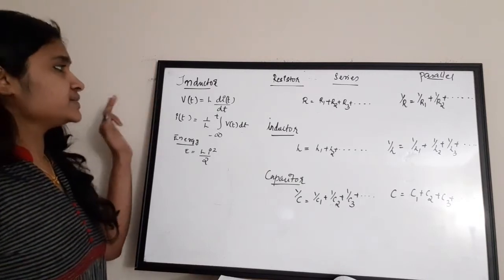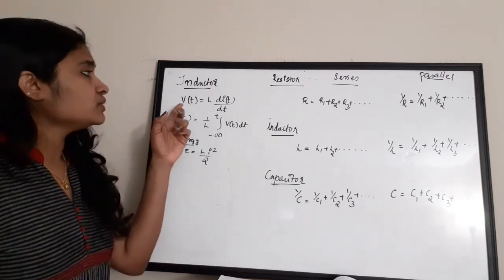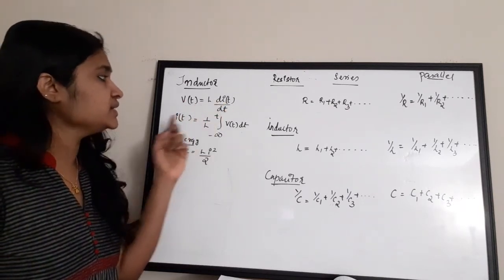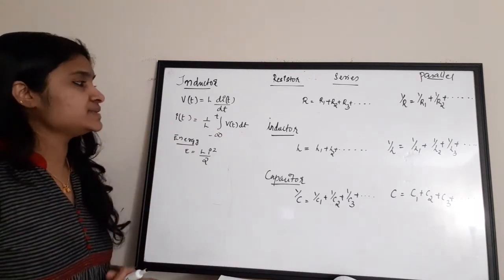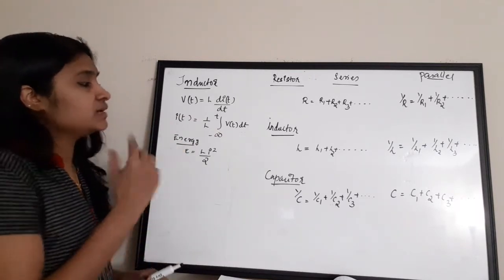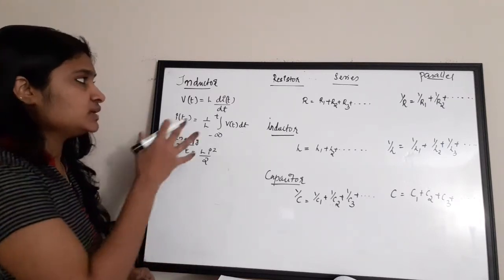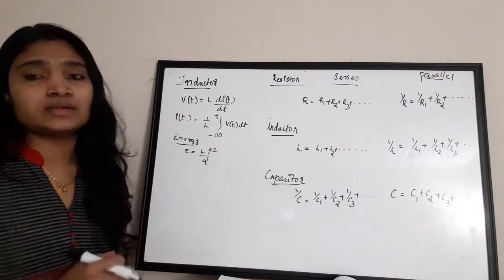So, for an inductor, we know that the unit of inductance is Henry. The equation in terms of voltage is v(t) = L di/dt, and in terms of current, i(t) = (1/L) ∫ from minus infinity to t of v(t) dt. So that is the equation of an inductor in terms of the voltage-current relationship.